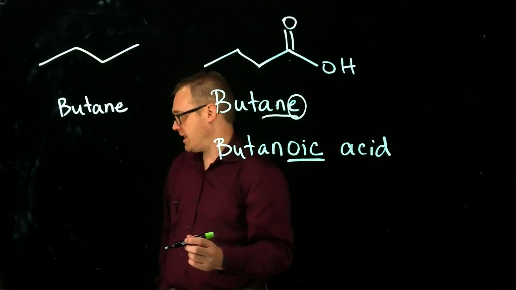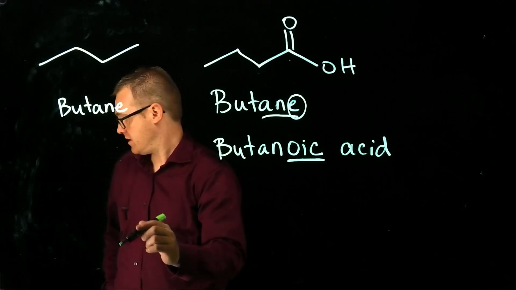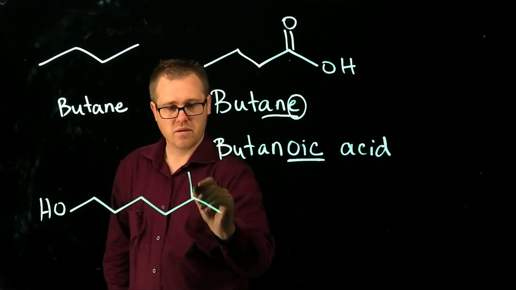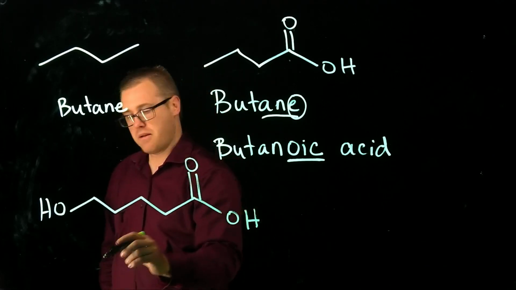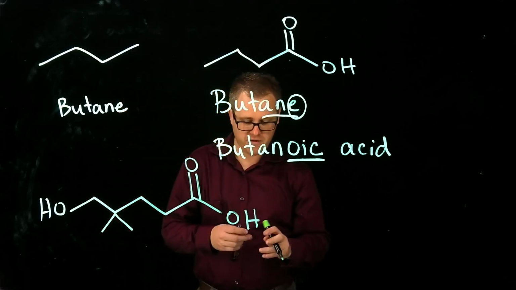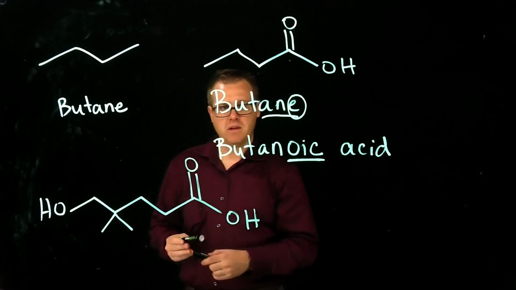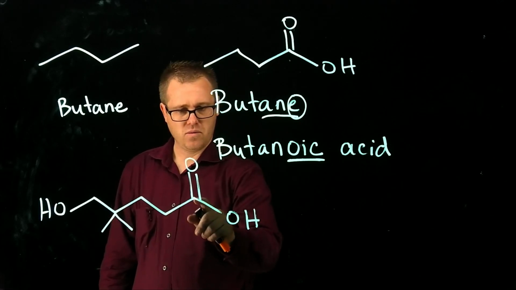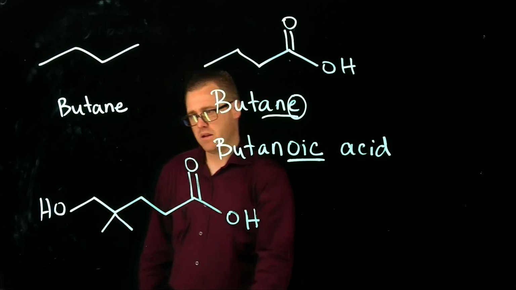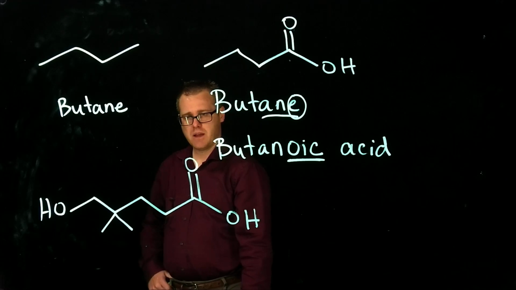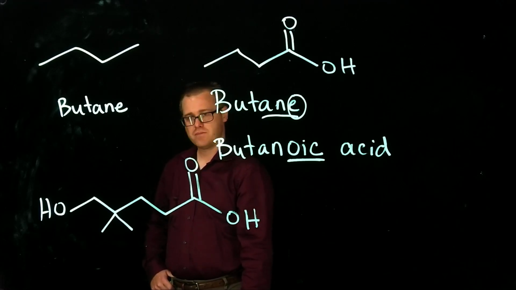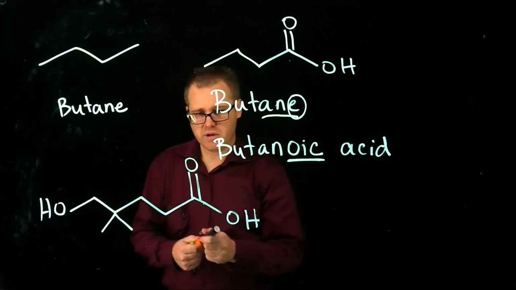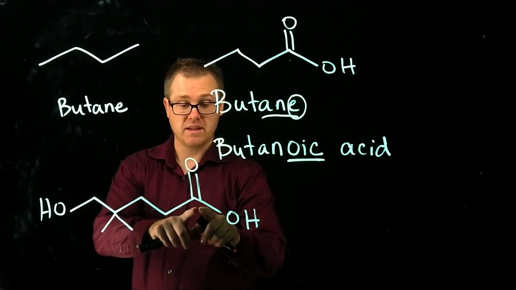So if we look at a more complicated one, one, two, three, four, five. And then we have some substituents here. We need to find the longest carbon chain so we can find the parent name. So I see one, two, three, four, five. So in this one, it looks like it's a five carbon chain. And I'm going to number it starting with the carboxylic acid.